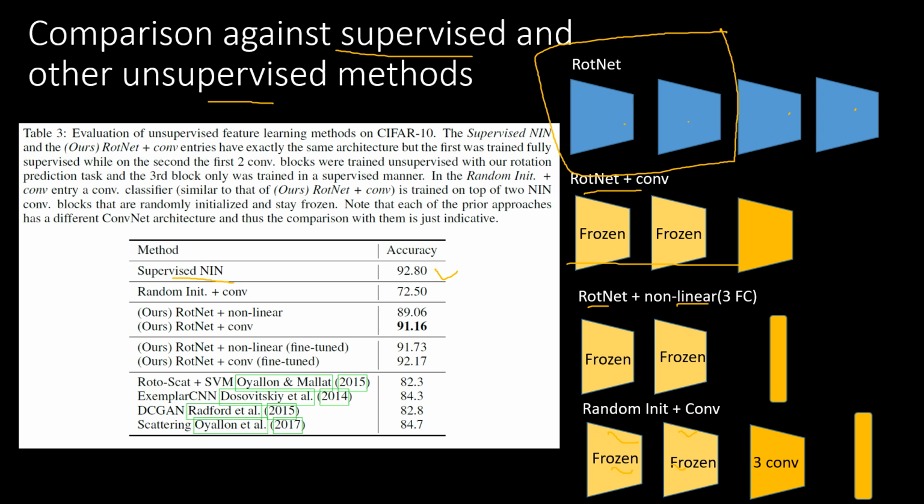Now you can clearly see that using RotNet pre-training and adding a non-linear layer and doing the classification, the performance was 89, and using conv it was 91. And then when they fine-tune, meaning fine-tuning the entire architecture, the performance obviously improved, and it was even close to the supervised learning. And comparing it to other unsupervised or self-supervised approaches, the method of RotNet is far better, as we can clearly see. And this is for the Cifar-10 task. So this was a comparison which proves RotNet works fine.